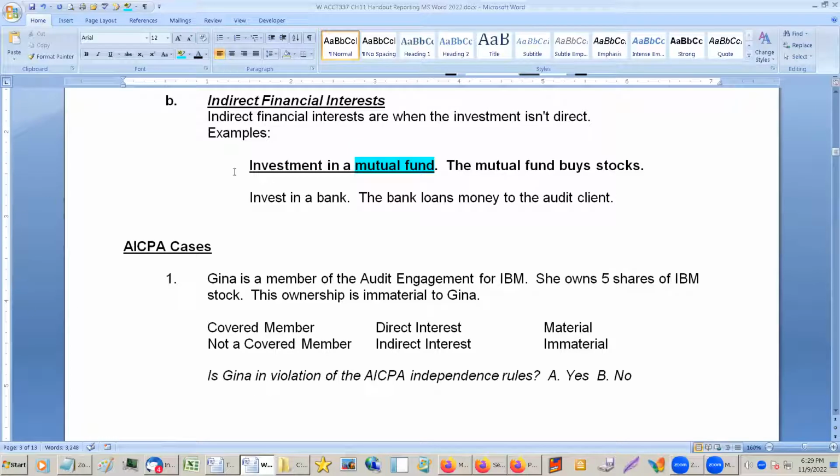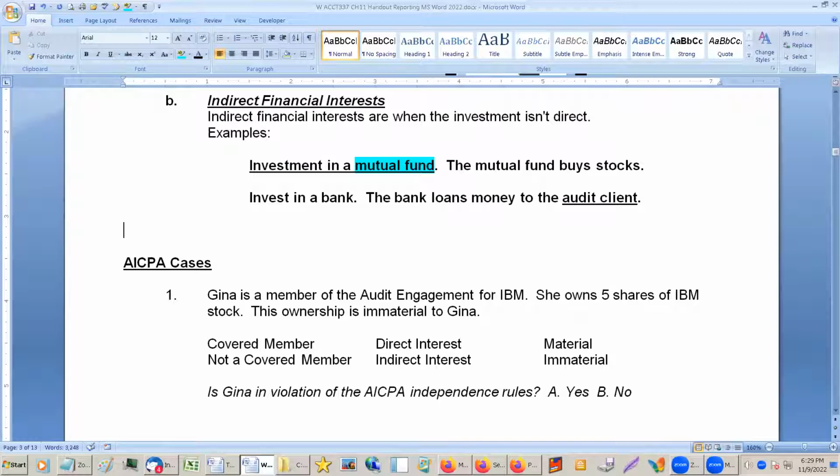Bank loans money to the audit client. So you invest in a bank. Now the bank, they're trying to make money too, obviously, and they loan money to your audit client. So indirectly, your client pays the bank interest, bank pays you dividends or whatever. So those two are very common examples of indirect financial interests.